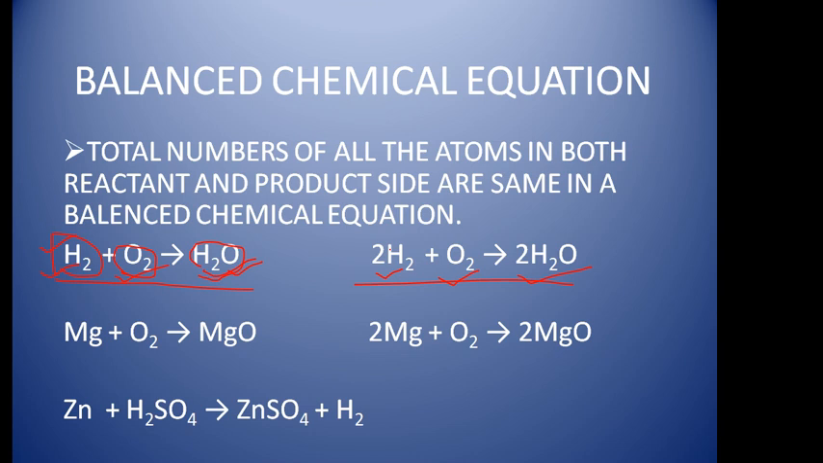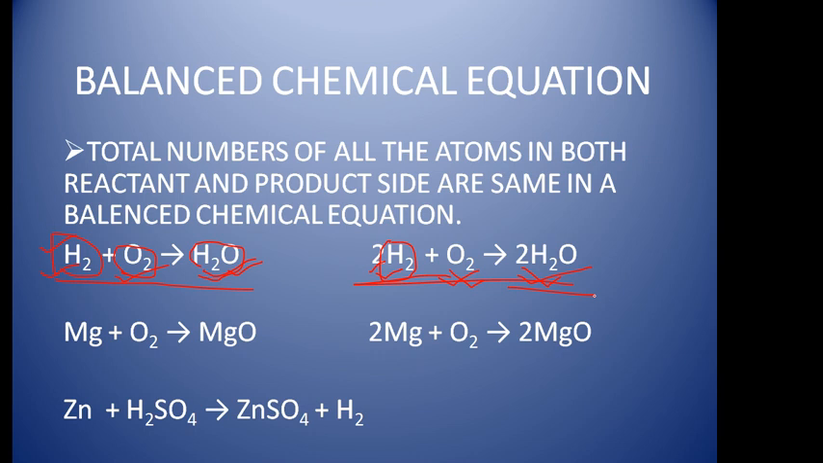But here you see 2 into 2. In 1 hydrogen molecule there are 2 hydrogen atoms. So here 2, that means 2 into 2, 4 hydrogen atoms. Here also you see 4 hydrogen atoms. Here 2 oxygen atoms. Here also 2 oxygen atoms. That means the number of all kinds of atoms in both the reactant side and product side are equal. Then it is known as a balanced chemical equation.